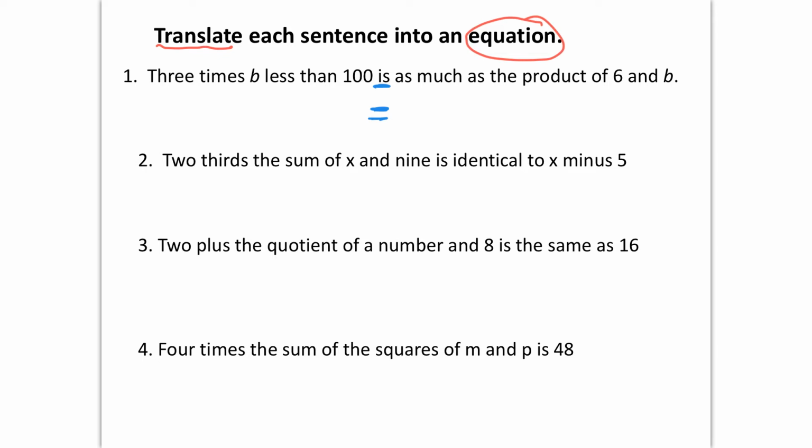Now on the left side of the word is, I have all of this right here. So I'm just going to underline this side. So this is going to be on the left side of the equal sign. And everything after the word is, let me underline all of this right here, that's going to be on the right side. Let's go ahead and make sense of the problem. So here we have 3 times b less than 100. Now, I know that less than is an inequality, but here we're not going to use inequalities because we have an equal sign.